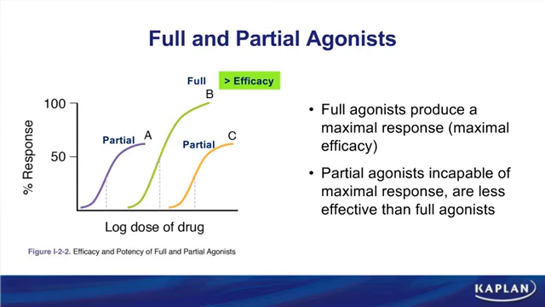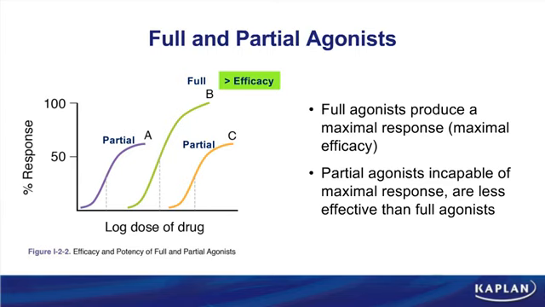We're really just comparing efficacies here. So curve B has a greater efficacy compared to drug A and drug C. In case you're thinking that a partial agonist is really an ineffective drug or a drug that would be kind of useless, that's not really true.